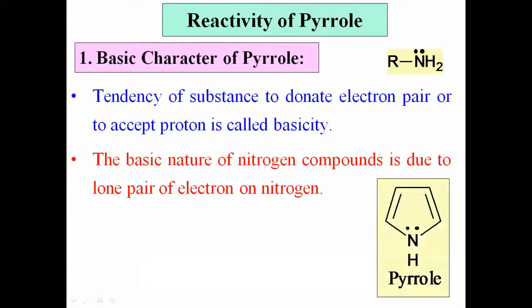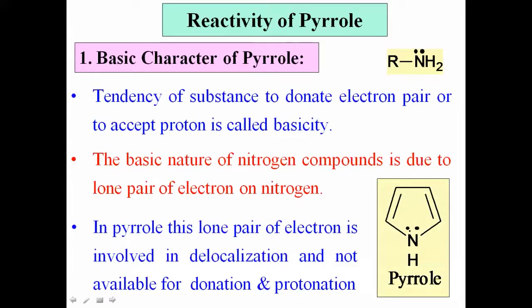Now let us see the example of pyrrole. In pyrrole, what happens? Nitrogen has a lone pair of electrons, but this lone pair is involved in the delocalization. In pyrrole, we know that this electron pair is involved in the delocalization. We saw earlier how this electron pair is involved in the delocalization.